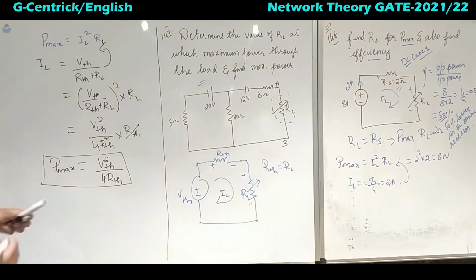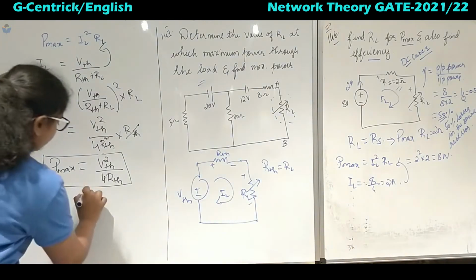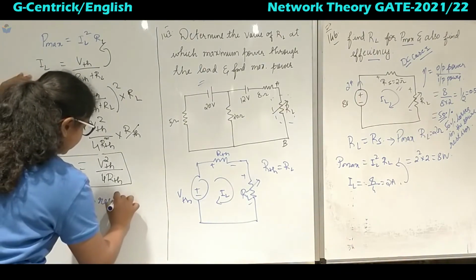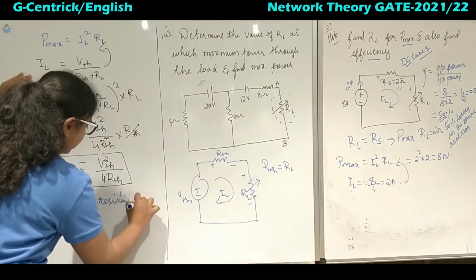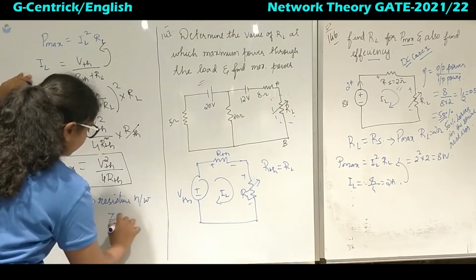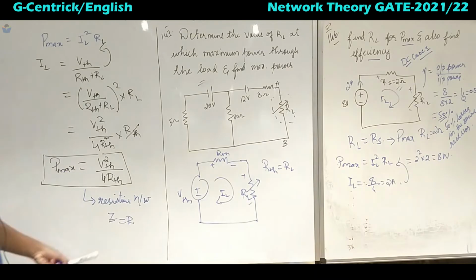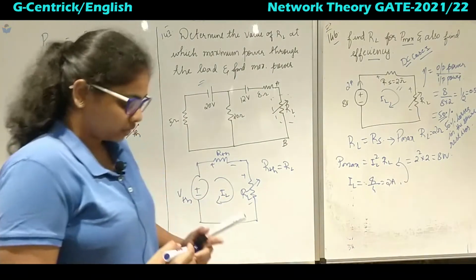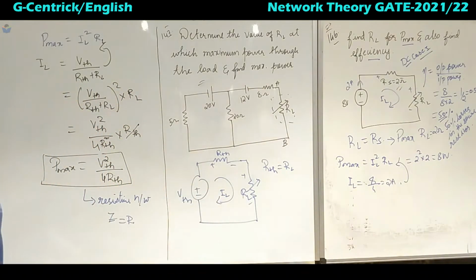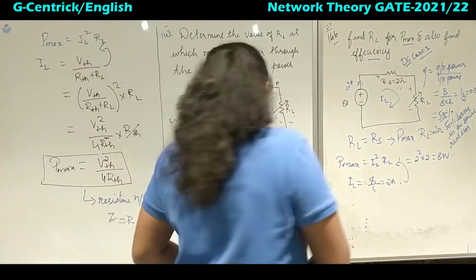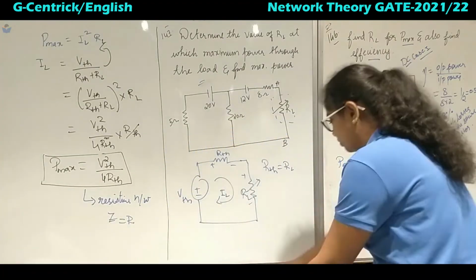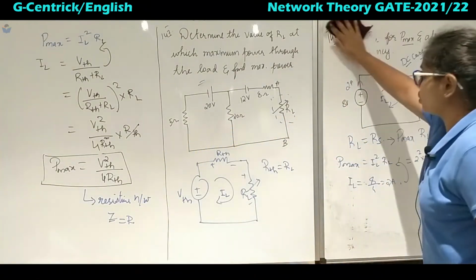But what is the limitation of this? It is only applicable for a resistive network. So when we have impedance equal to a resistor, only when it is a resistive network can we apply this formula. Okay, so now coming to this, we will solve it. How do we solve this one?